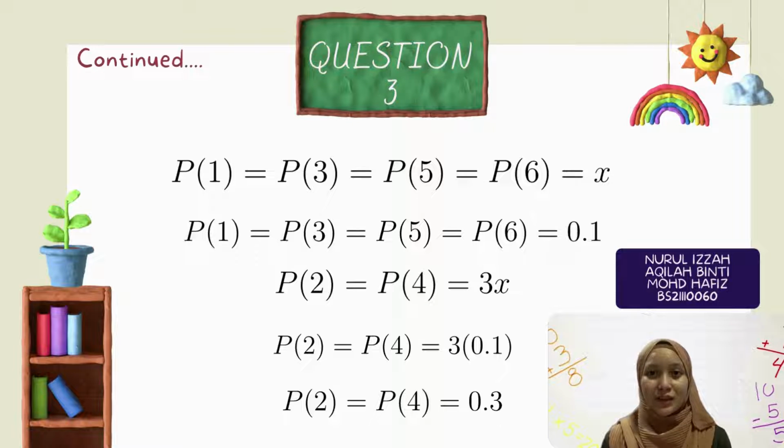Finally, since we assume that the probabilities of 2 and 4 are equal to 3x, that means we need to multiply 0.1 by 3 to get the answer. And the final answer for the probability of each outcome when a biased die is rolled is equal to 0.3.